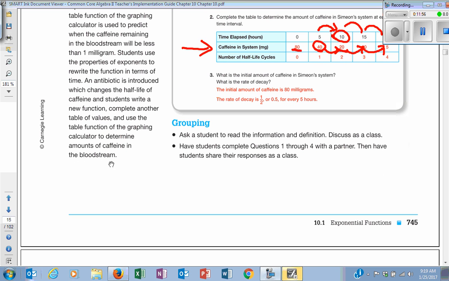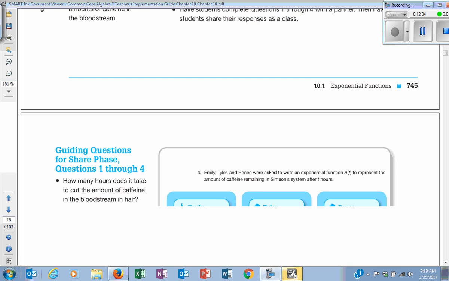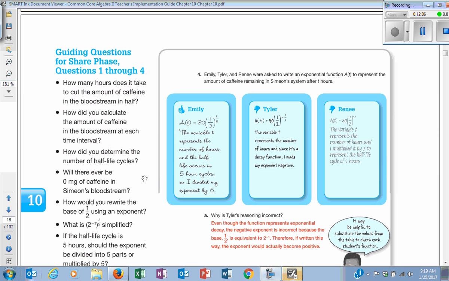All right, what is the initial amount of caffeine? What is the rate of decay? Sorry, 1/2. So they come up with this equation right here. And this one is the only correct one, Emily's, because the half-life occurs every 5 hours.